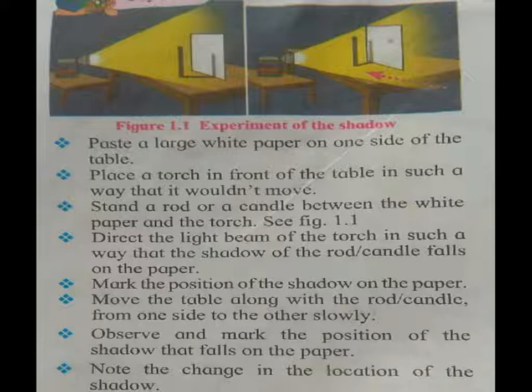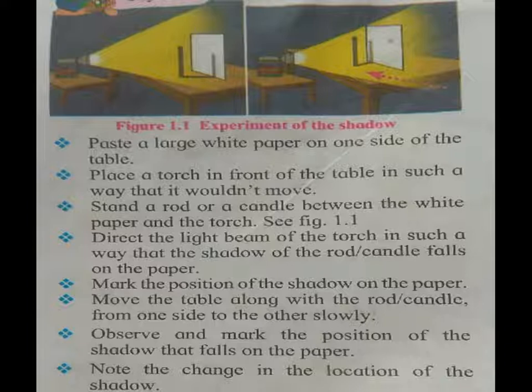Direct the light beam of the torch in such a way that the shadow of the rod or candle falls on the paper. You have to put the torch in such a way that the shadow of the rod falls on the paper only. Understood? And mark the position of the shadow on the paper. And what we have to do, students, we have to move that table, and every time you have to mark it there. Observe the mark and the position of the shadow that falls on the paper. We have to observe and note the changes in the location of the shadow.